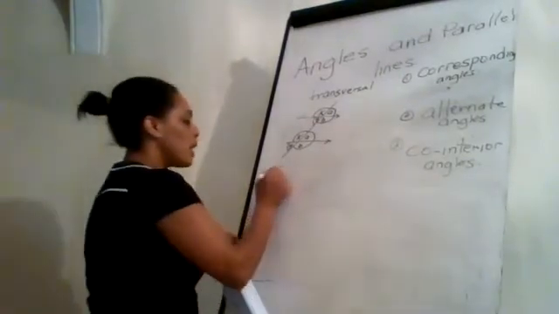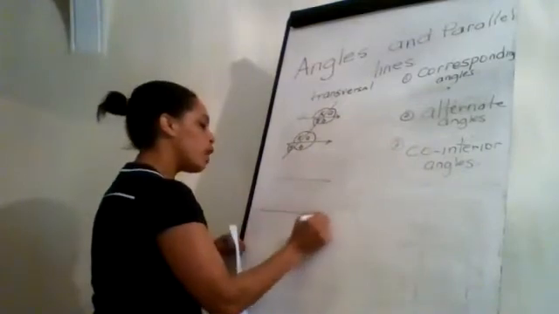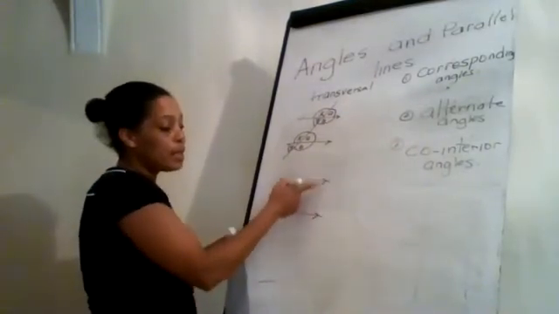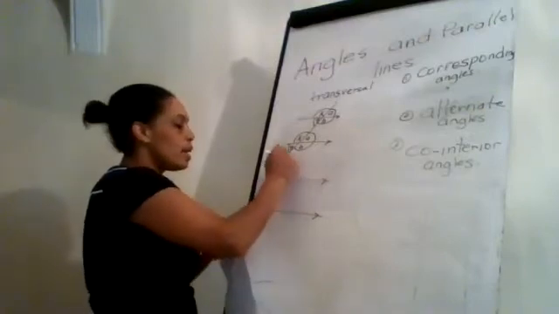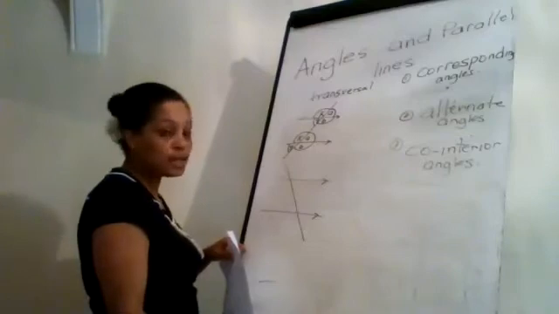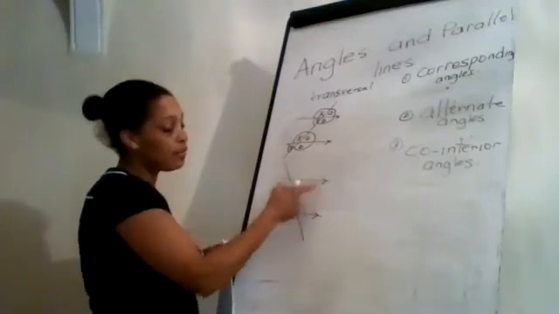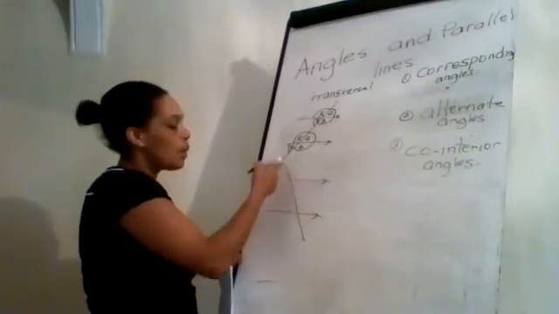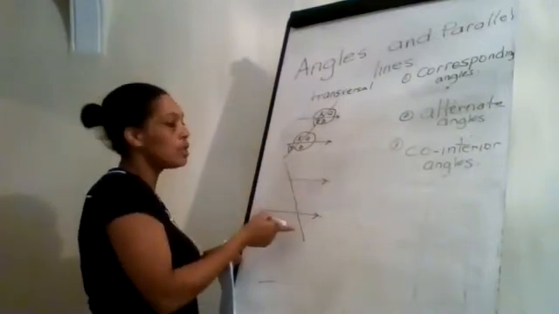We also looked at, again, angles and parallel lines. We see that they're parallel because we see the arrows indicating they're parallel. We have a line cutting both of them. That's called a transversal. And by the way, it doesn't have to be two parallel lines. It could be more than two parallel lines. Okay, so here we have a transversal.